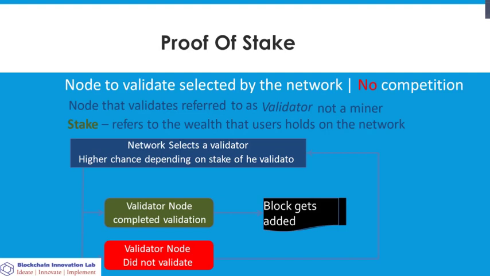So proof of stake, as I told you, has nodes to validate selected by the network. There is no competition as such. Here in proof of work, each transaction needs to compete with each other, because one guy says I want my transaction to be put on the blockchain fast, and another guy says I want mine put too. So consistently you need to spend a lot of money to incentivize, you need to spend energy.